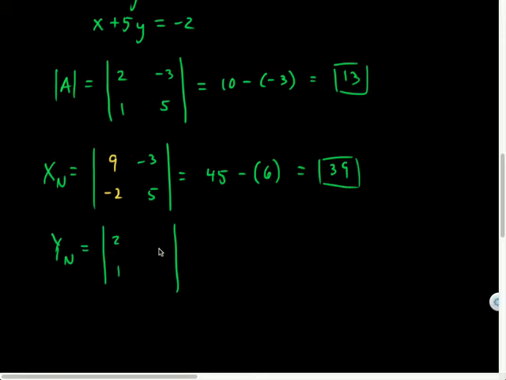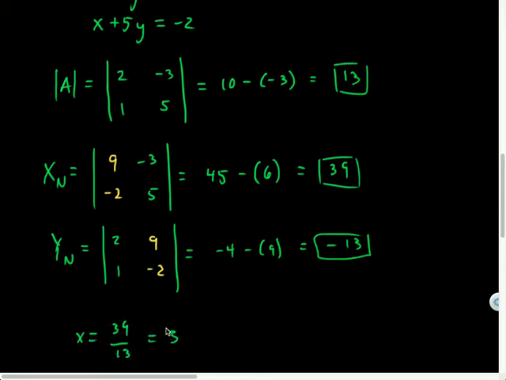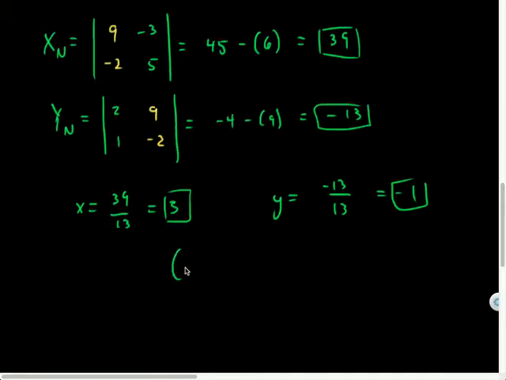So this time I'm going to replace the y's column with 9 and negative 2. And we are determinant experts here. 2 times negative 2 is negative 4 minus 9. So that's negative 13. And now that I have all of these numbers, I can find my answers. So x is just going to be 39 over 13, or 3. So there's one of my answers. And y is going to be negative 13 over 13, or negative 1. So I could write that ordered pair, 3, negative 1.